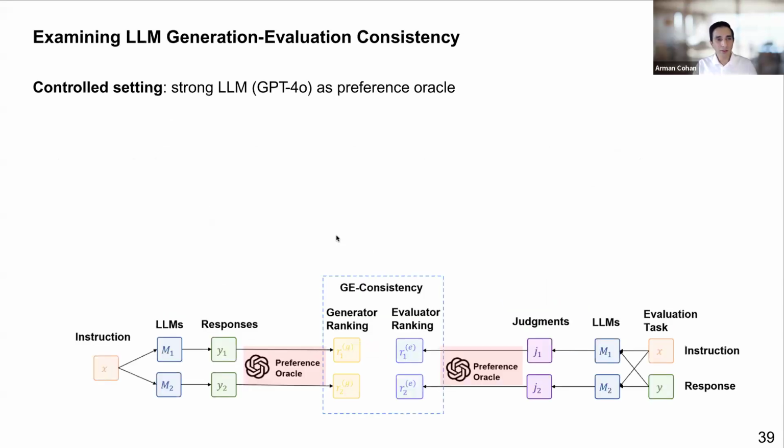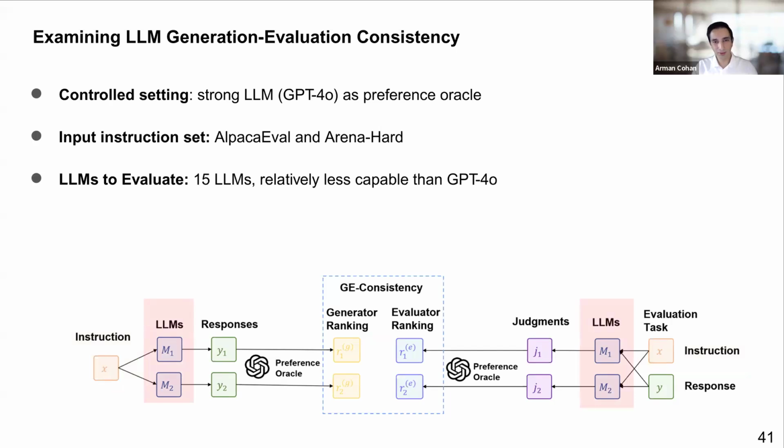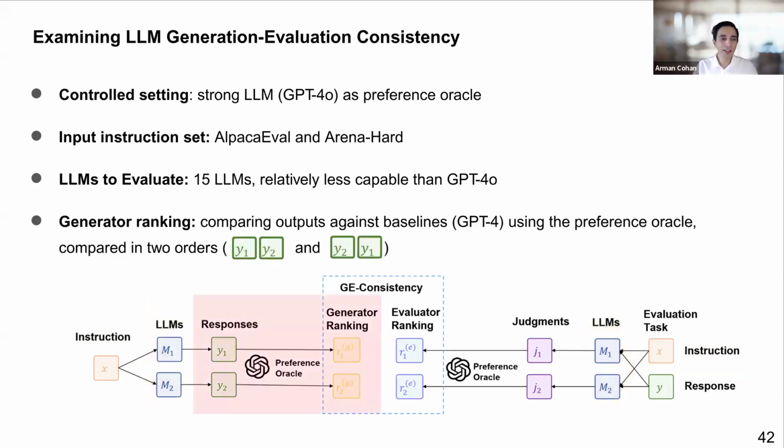So how do we do this? Basically, we construct a controlled setting. We use a strong LLM like GPT-4o as a preference oracle. This gives us basically the votes on which model output is better. The input instruction set we take from existing datasets, Alpaca-Eval and Arena-Hard. And then we choose 15 LLMs to evaluate. It's important that these LLMs are not as strong as GPT-4o, because we want the oracle to be strong and be able to differentiate between the outputs of other models. And then we compare the outputs against baselines using the preference oracle.